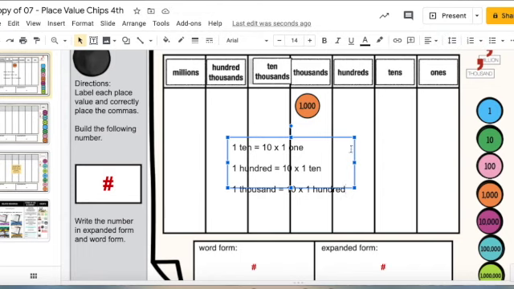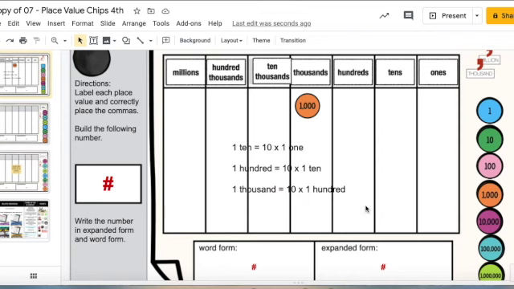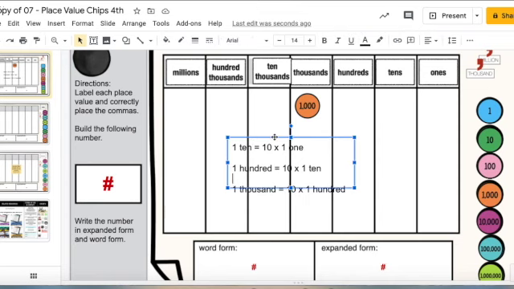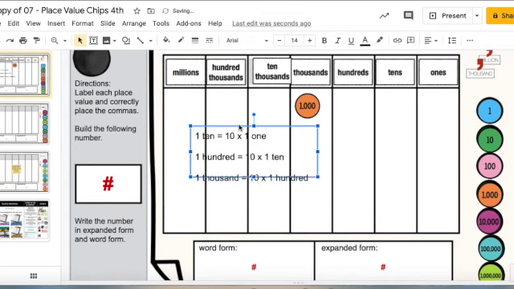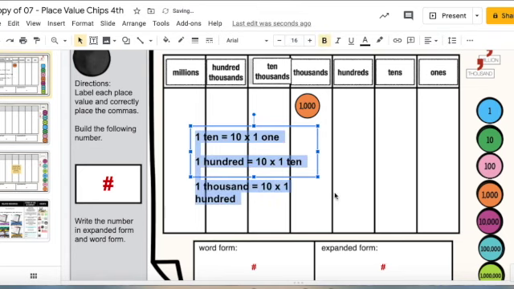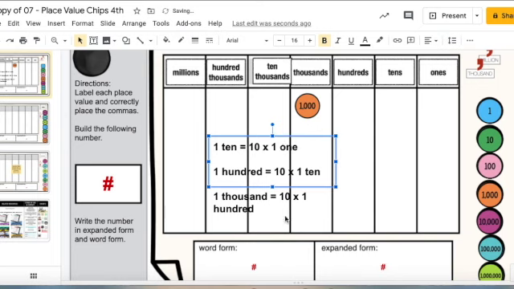10 is 10 times as much as 1. 100 is 10 times as much as 10. 1,000 is 10 times as much as 100. Let me make that a little easier to see. It's kind of lost in the lines there. Okay.